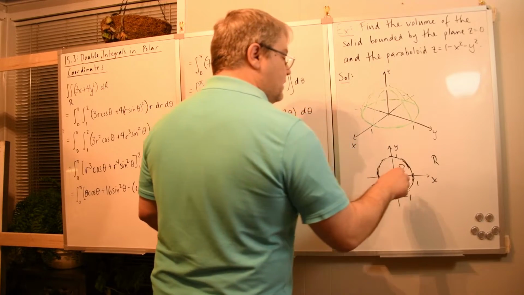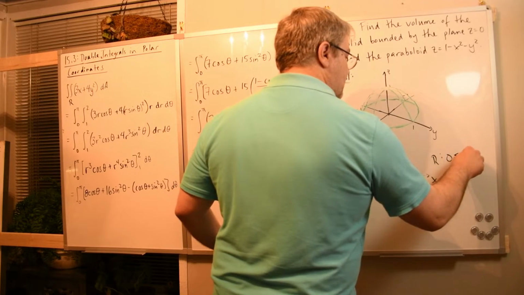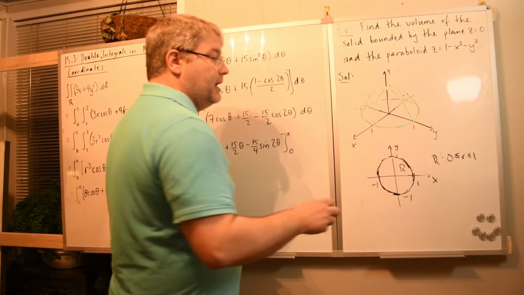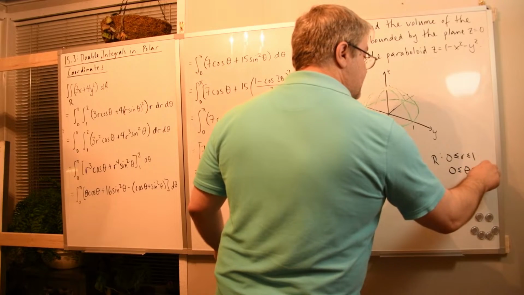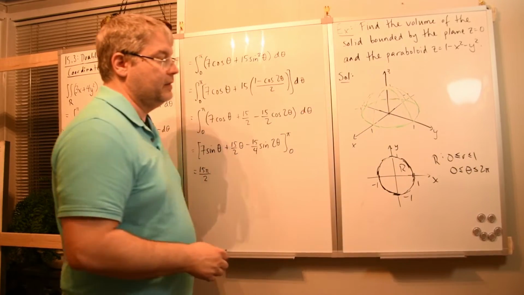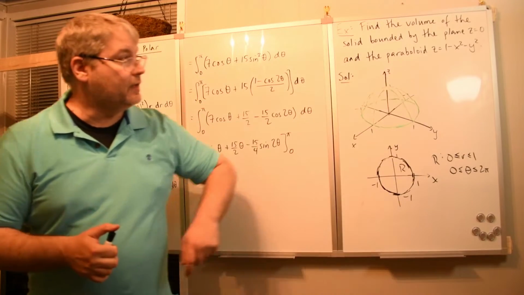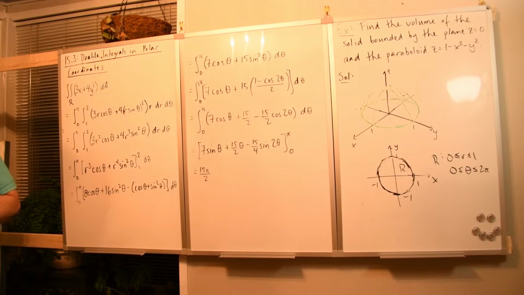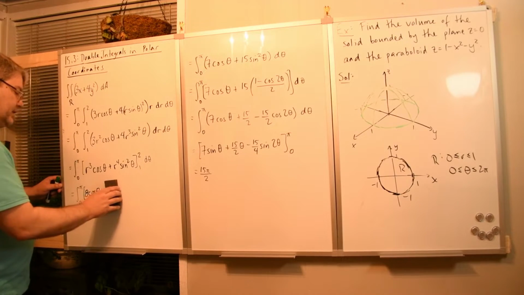So if this is our region R, and R is going to be bounded little r-wise from 0 to 1, and then theta-wise from 0 to 2 pi. So that's the region over which this solid is lying. The question then becomes, how exactly are we going to set up our double integral for the volume of this solid?